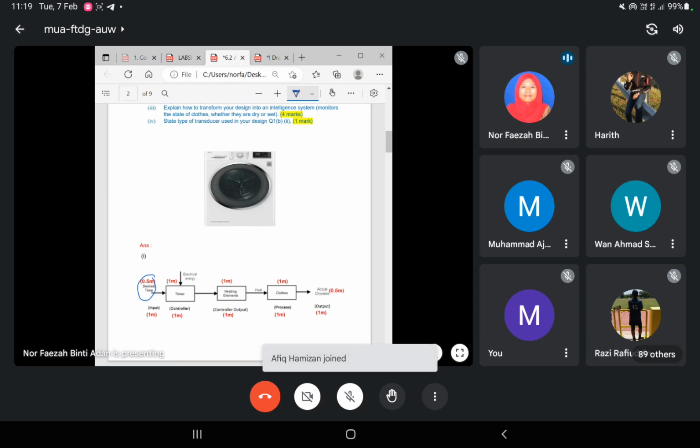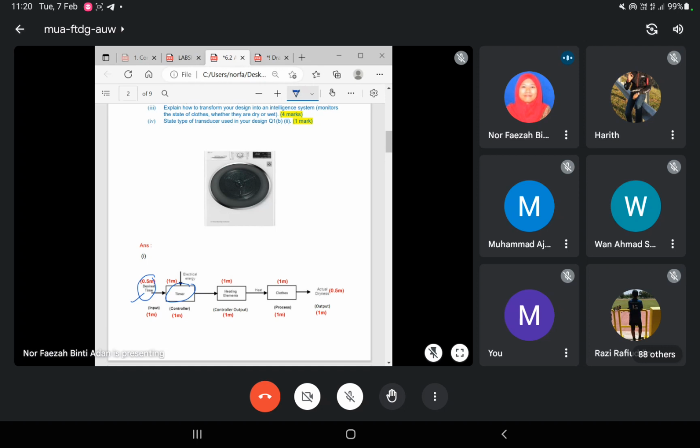So untuk open loop, it doesn't compare. So if you put a timer, then your input is a desired time. It doesn't depend on whatever sensor values untuk timer. So desired time and then you have a timer. Timer ni adalah controller. Okay.